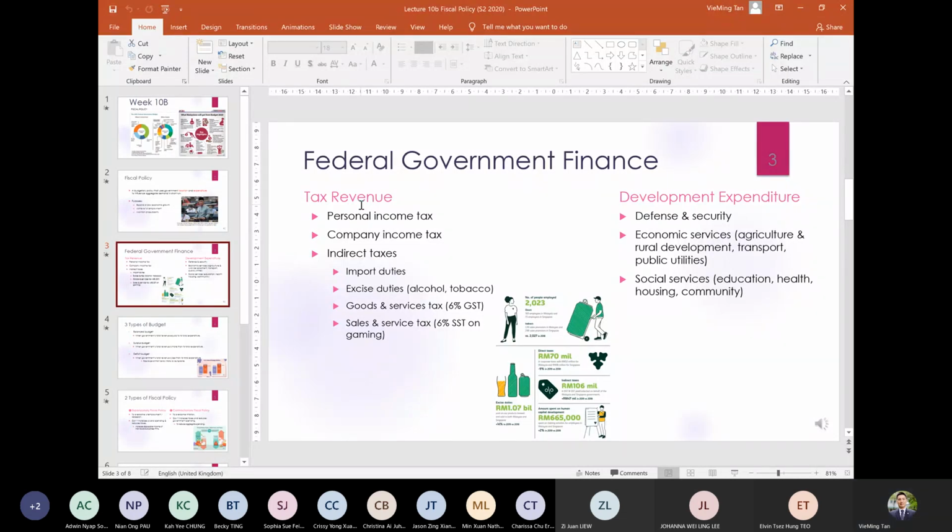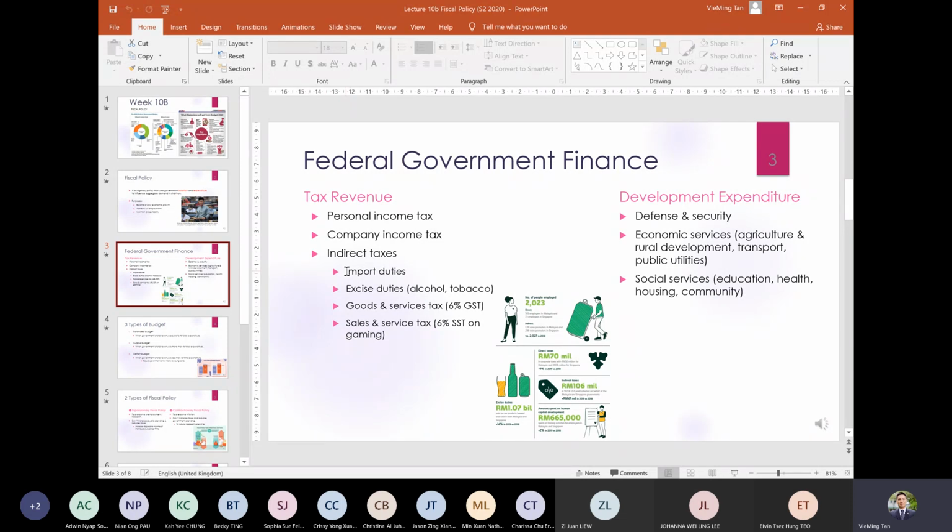The second tax can be charged to the private company. Usually the bigger company that earns more profit has to pay more income tax to the government. This is the company income tax, and usually the company income tax rate is higher compared to the personal income tax rate. Besides that, the government can also implement some indirect taxes in order to collect more revenue from the economy. So what are the indirect taxes here?